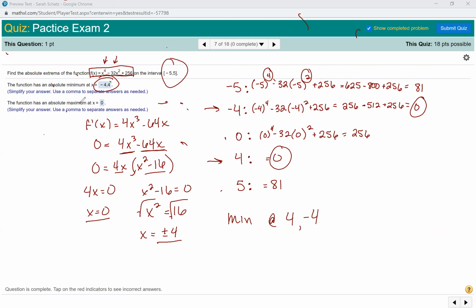And then it has an absolute maximum at 0. You guys, the highest value happened at 0. So because of the "at," and it says x equals, make sure that your answers are just the x values. Like the absolute max value is 256, but they didn't ask me for that. They wanted to know where it was at. Well, it's at x equals 0. So just be really careful. Give x values as your answers on this one. And if you have more than one, it's okay. Just separate them with a comma.